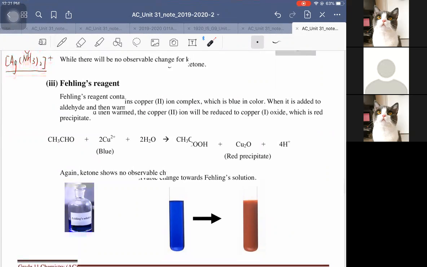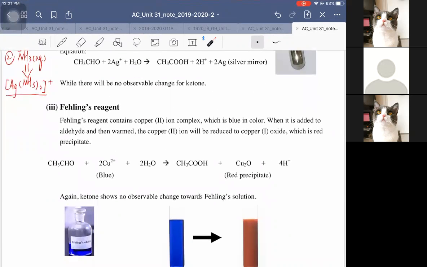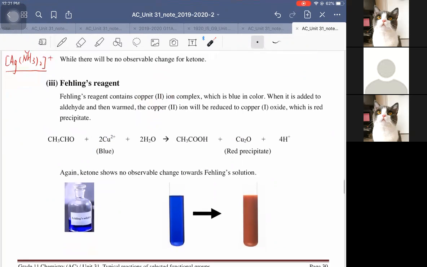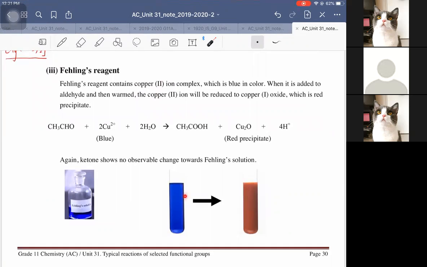So for this one, the active reagent is the copper-2 ion in the complex. And then after the reaction, aldehyde will be oxidized to carboxylic acid, and copper-2 will be reduced to copper-1. Right, so the expected observation will be the color change from blue to, what do you call this, reddish brown color, right here.